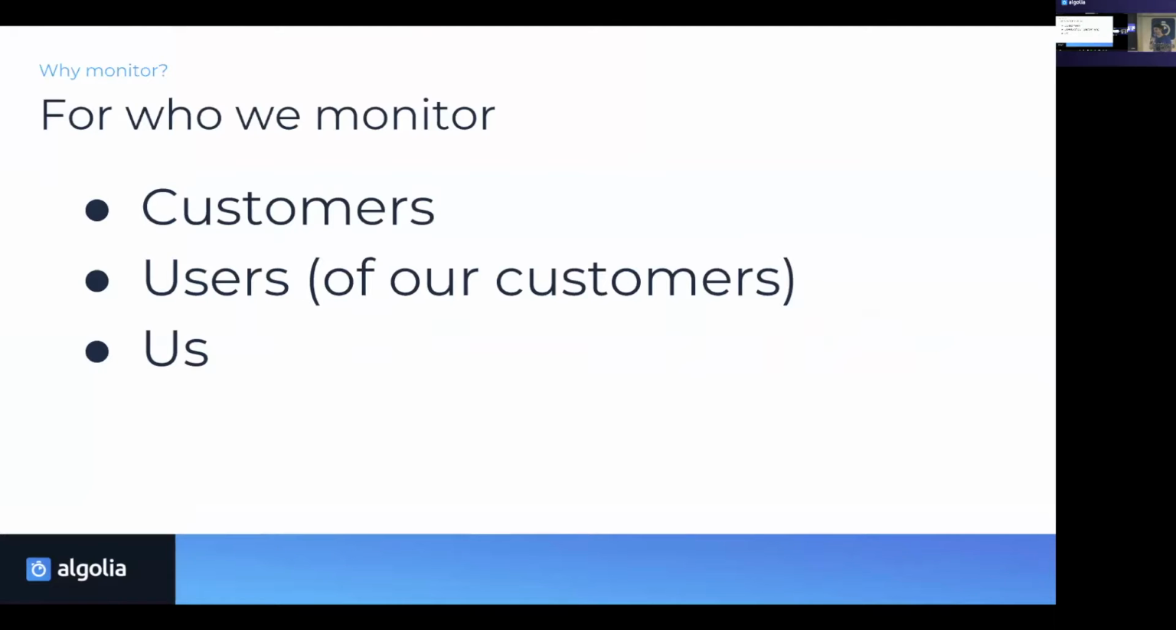So another question is, for whom do we monitor? We monitor for three kinds of personas. The first one is, of course, our customers. Our customers can see at any point in time what is happening with the infrastructure that they rent for Algolia. The other is the users of our customers. As we are a SaaS company, we are providing a service that our customers are implementing, but the users of our customers are also using it. They don't really know that they're using Algolia, but we want them to have a good experience. So we also want to monitor from the user's perspective, not only the customer perspective. And the last, of course, is us, to be able to see what's happening in our system.